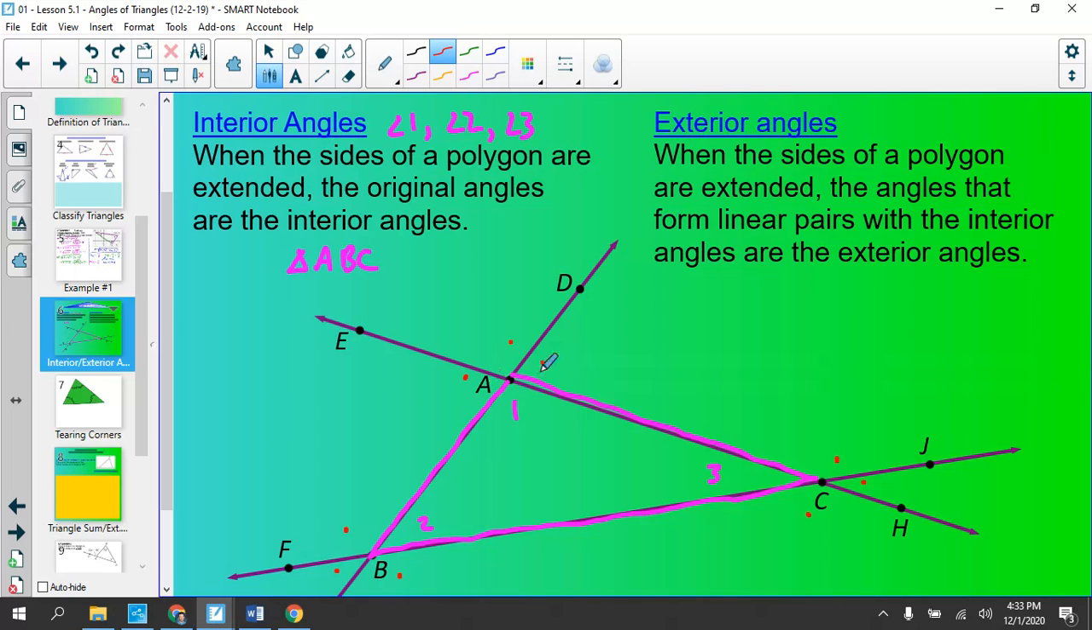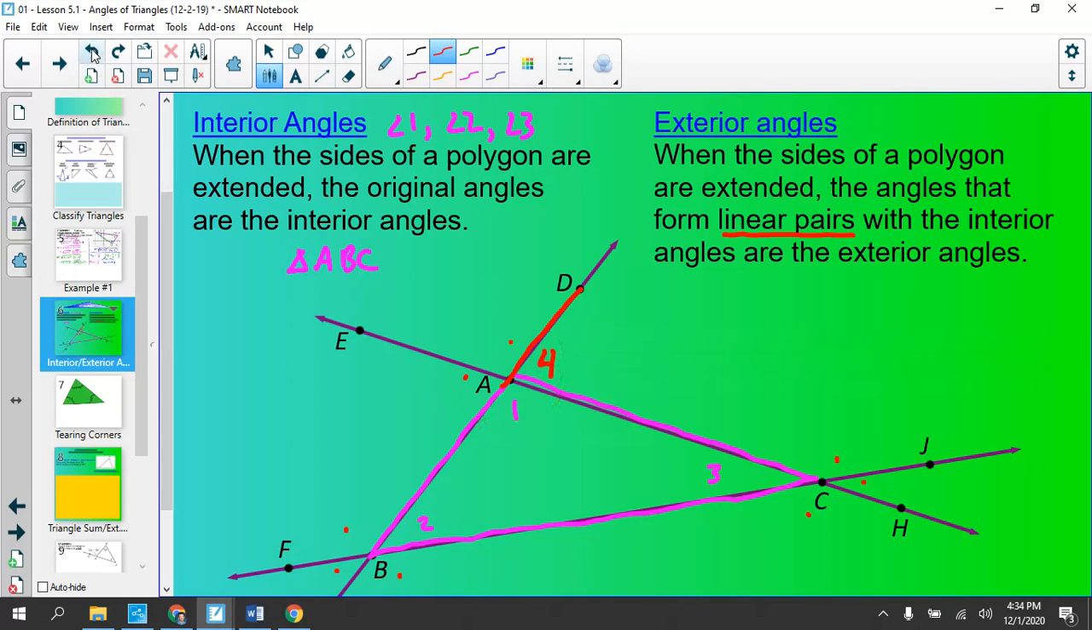So when we extend the sides, and you can kind of see that's been done, all the sides have been extended, you create a bunch of these angles. The ones that form a linear pair with the interior are what's known as the exterior angle. So if I extend just one of the sides here at each vertex, this angle right here, let's call it angle 4, because 1 and 4 are forming, remember, a linear pair. Measures 180 degrees, is supplementary, are adjacent. Angles 1 and 4, so 4 would be the exterior angle.